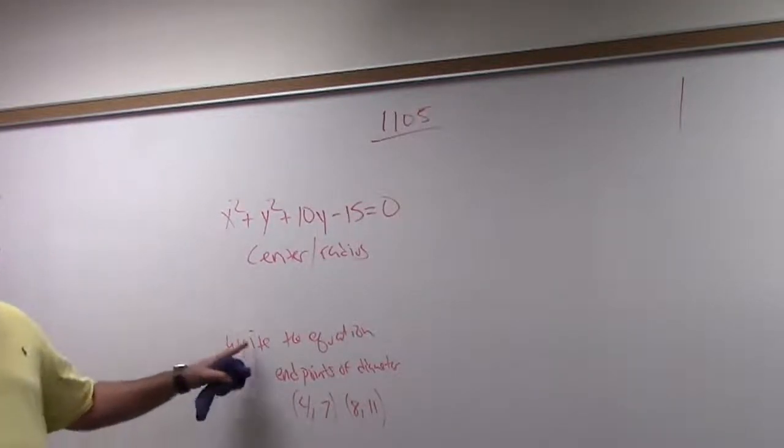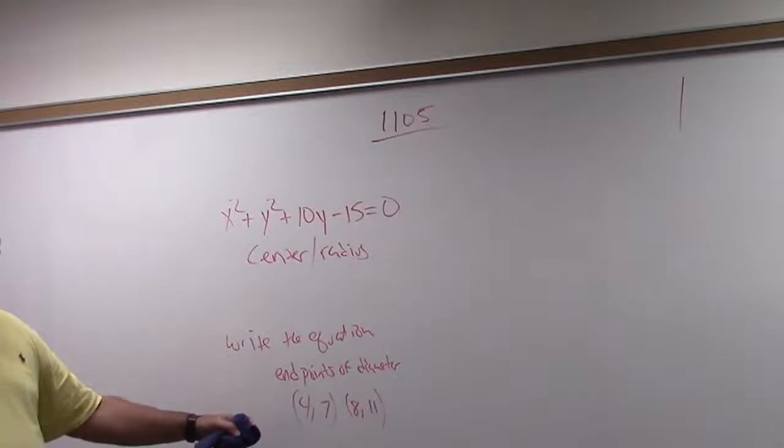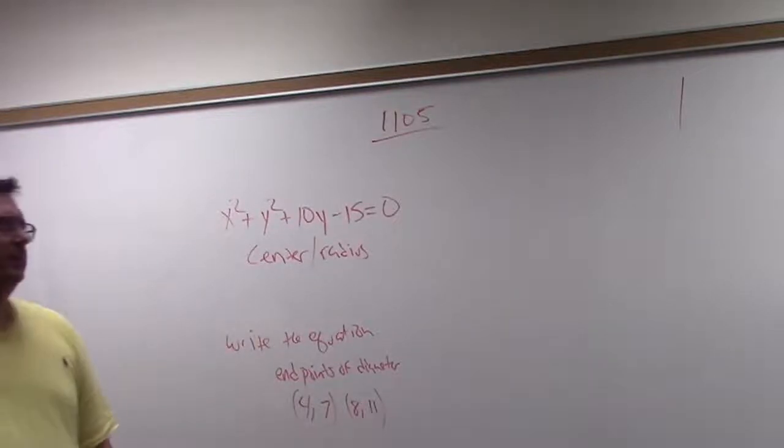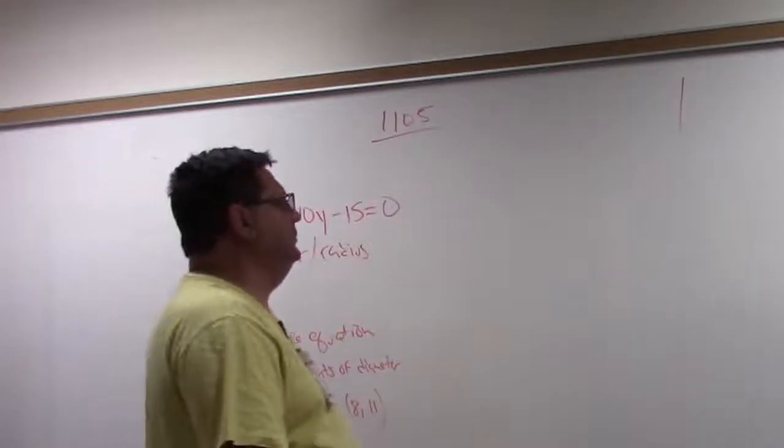Okay, write the equation of the circle where the endpoints of the diameter are 4, 7, and 8, 11. Find the center and the radius.